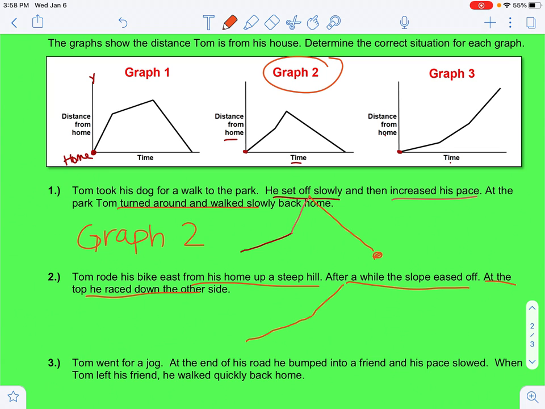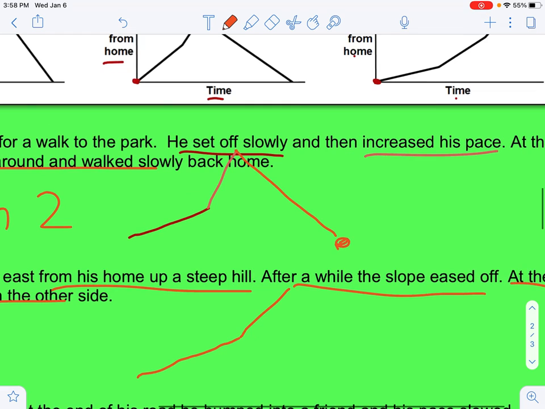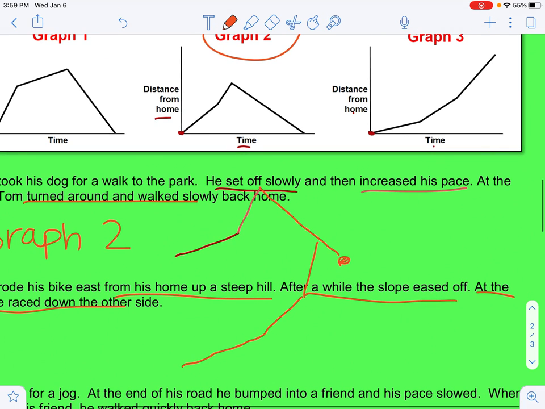And then lastly, it's saying at the top, he raced down the other side. Alright, so think about this. If you're going up a hill, and you get to the top, now you're going downhill. Are you going to go super slow down the hill, or are you going to go super fast? Right, you're going to go really fast. So our line has to be even steeper. So we need a graph that looks something like this that I drew.